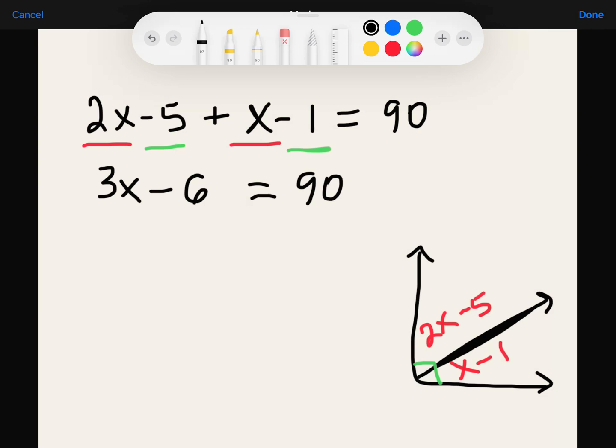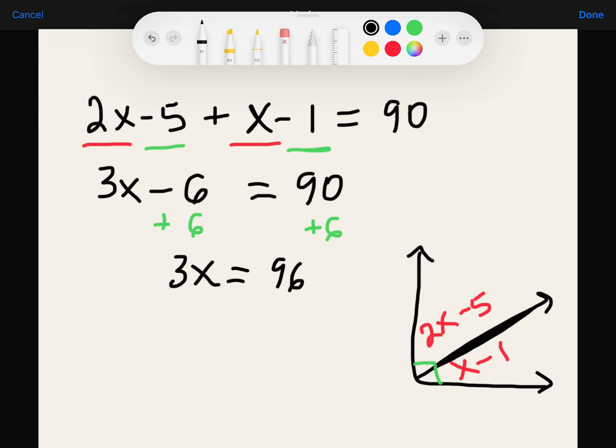All right, now I want to have all my x's by themselves. So I want to move this 6, this number that has no x next to it, to the other side. To do that, I just have to change the sign of that number. If it was a negative 6, now it becomes a positive 6. Negative 6 plus 6 is 0, so I have accomplished my goal. So I have 3x by itself on the left side, and I have 96 on the other side.